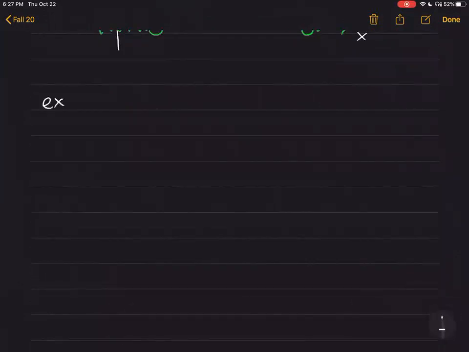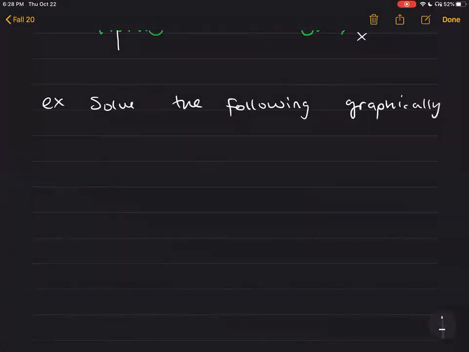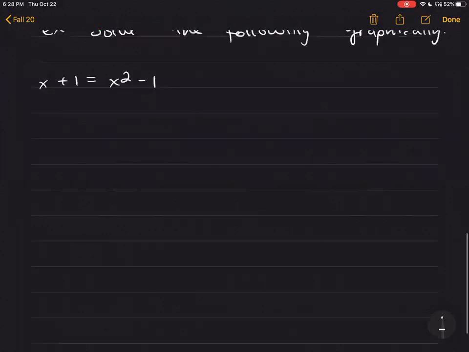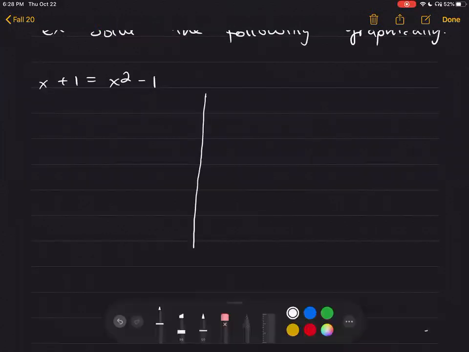So example, solve the following graphically. So let's let our first one, and if I ask you to solve something graphically, I will give you the graphs of them. I'm just providing the equations for some context. So if we looked at, oops, that is not a straight line. That's a little bit better.